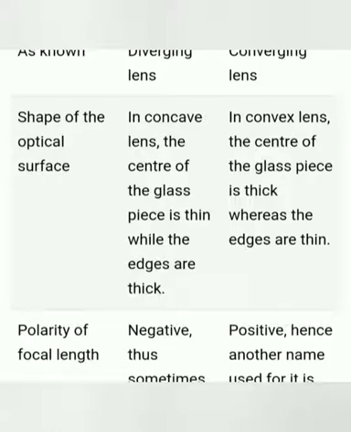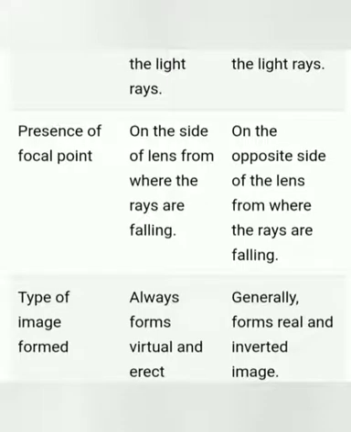Negative, thus sometimes referred to as a negative lens. Positive, hence another name used for it is positive lens. It diverges the light rays. It converges the light rays on the opposite side of the lens from where the rays are falling.